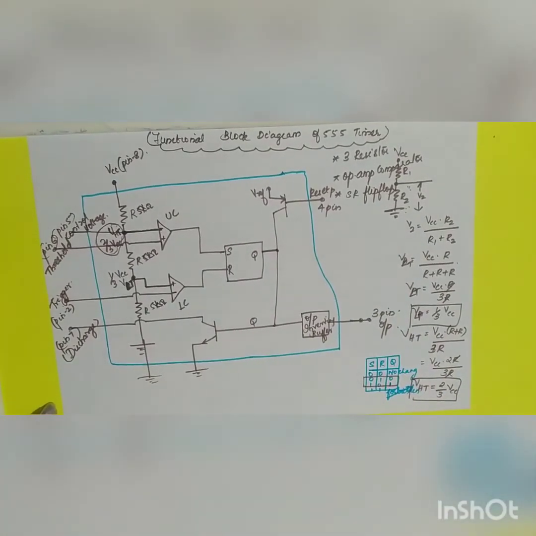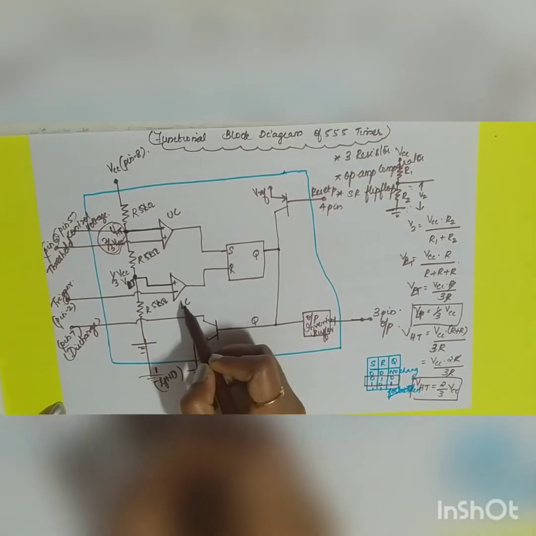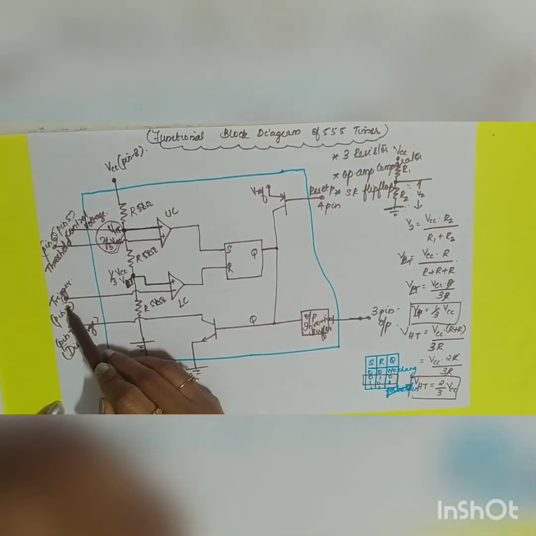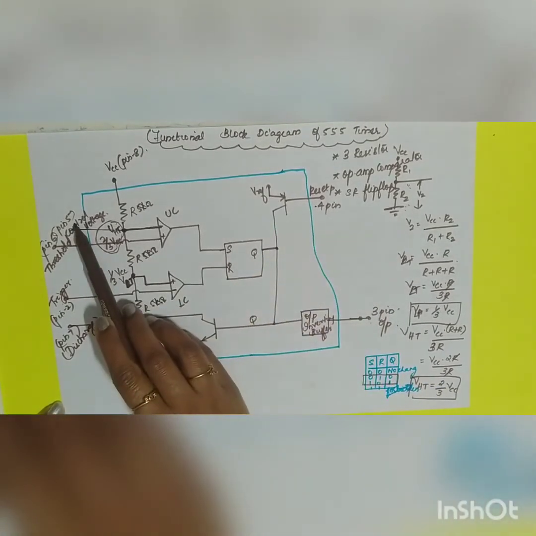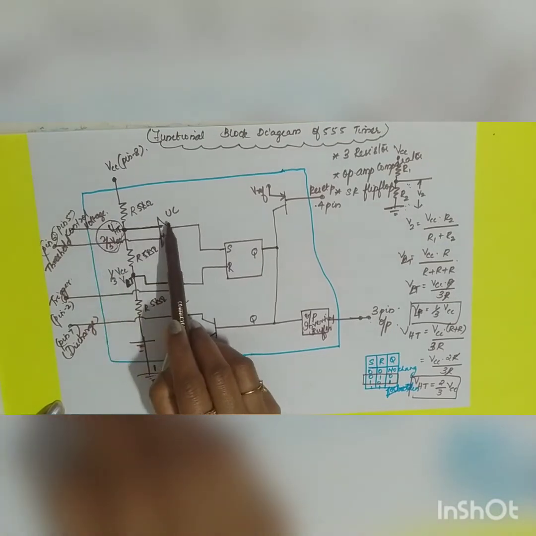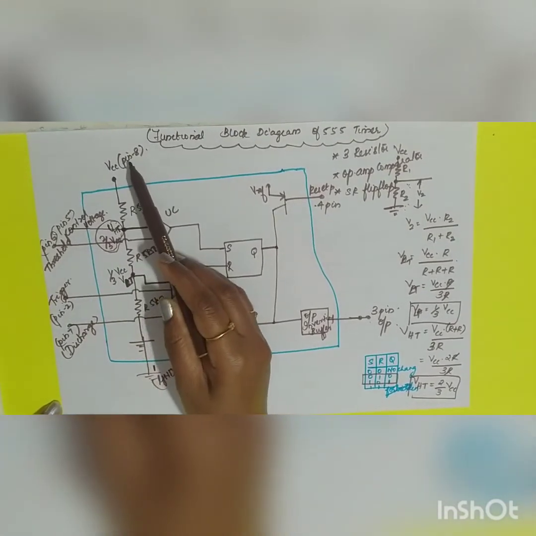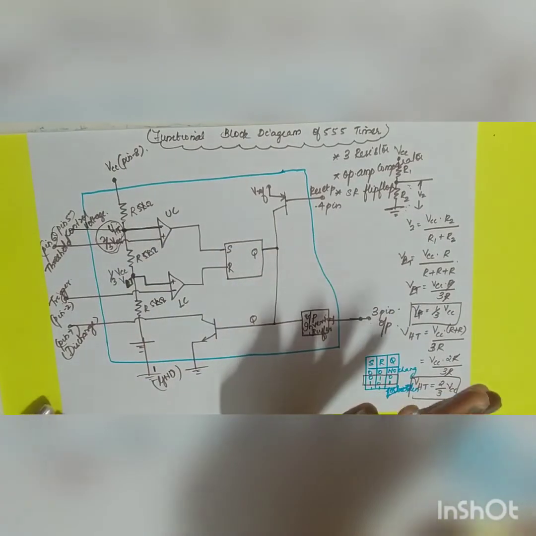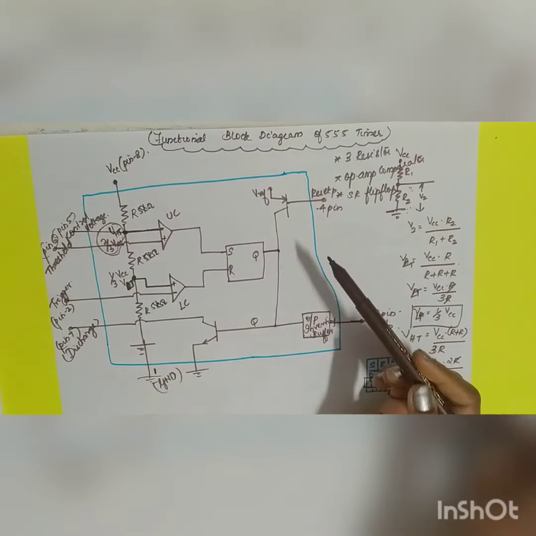Pin number 1 will go to your ground, 1 is over. Now 2 is one input which is the trigger, 3 will be your output, 4 will be your reset, the 5th pin and 6th pin will be going to your upper comparator, the 7th pin is your discharge pin, and the 8th pin is your VCC. So these are the internal functional block diagram of your 555 timer.